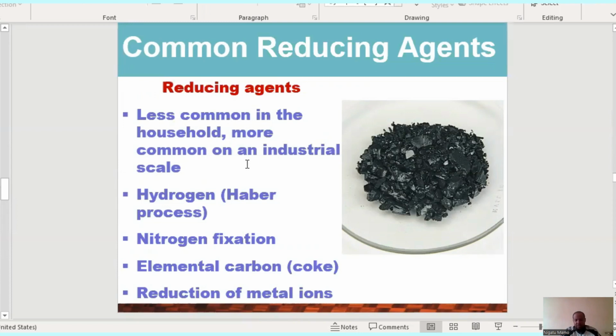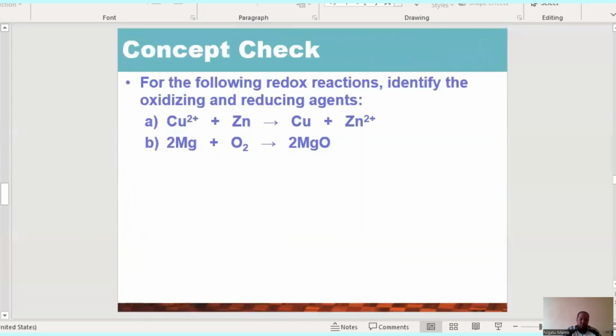Hydrogen, Haber process. The Haber process is used for the manufacturing of ammonia. Hydrogen plus nitrogen gives ammonia. This is the Haber process in the presence of iron. Nitrogen fixation, elemental carbon, coke, reduction of metal ions. All these are reducing agents. They are not common in the home, but industrially they are commonly used.